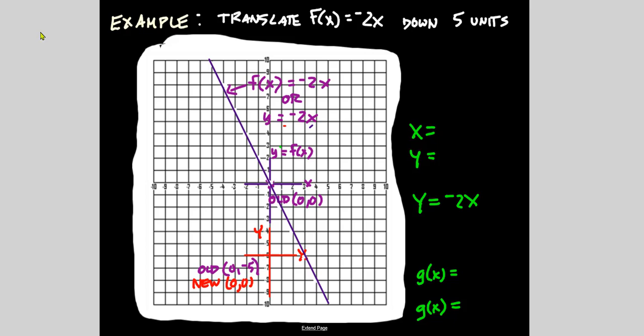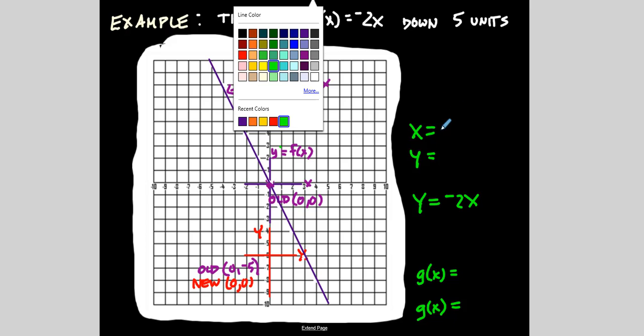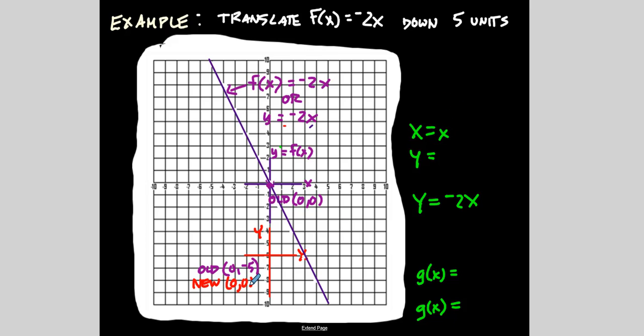Okay, let's do an example. Translate f of x equals negative 2x down 5 units. Okay, so in the original coordinate system, this is 0, 0. We're now calling this 0, 0 for the new coordinate system, and it'd be 0, negative 5 in the old. So again, no change in x. So that's just going to be big X is little x. But to go from negative 5 to 0, I have to add 5.